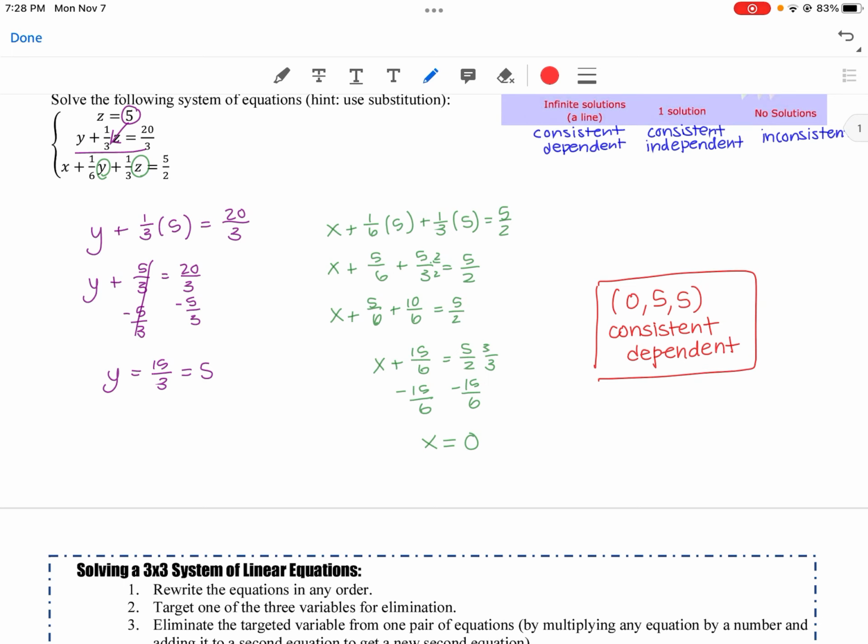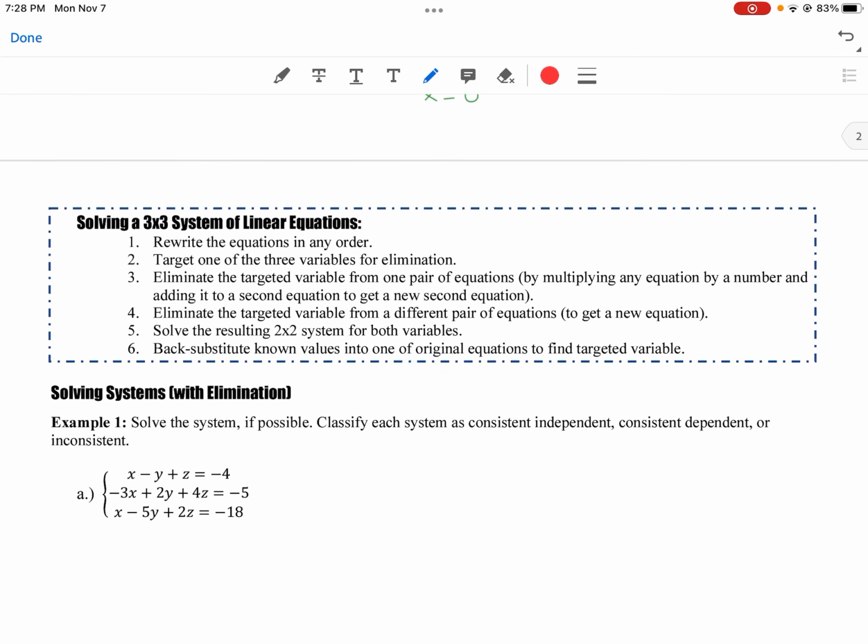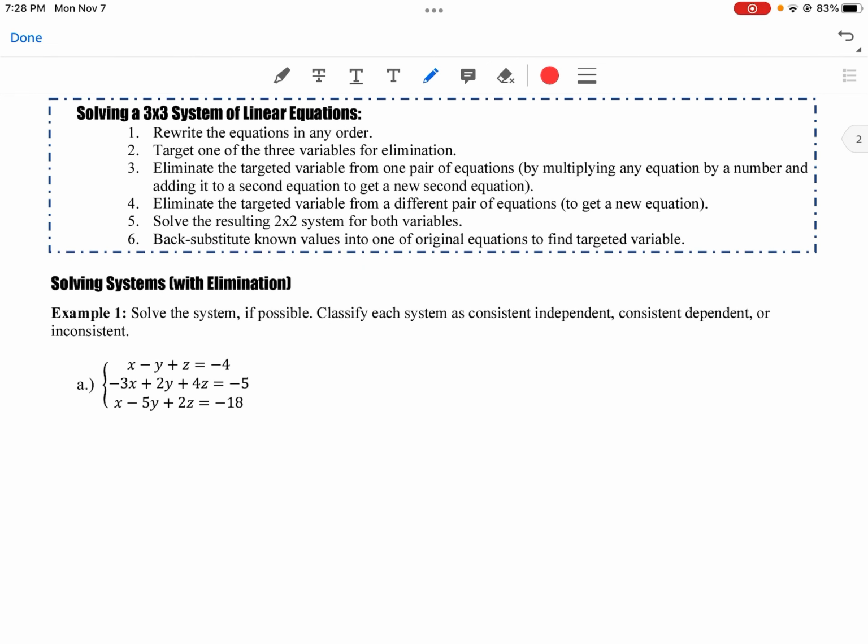In general, when we're solving a 3x3 system of linear equations, I have some steps on the next page, but we usually use elimination to start with. I would target one of the three variables. For example, decide that you're going to eliminate the x's or the y's, and eliminate that from two of the pairs. So maybe the first and the second, and the second and the third, or the first and the third. It's got to be separate pairs to get a new system of equations, which would then be a 2x2 system. You'll have two variables, and you solve that and then backtrack with substitution.